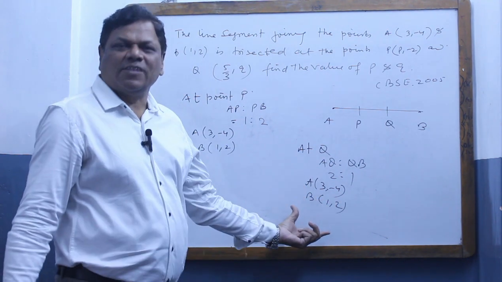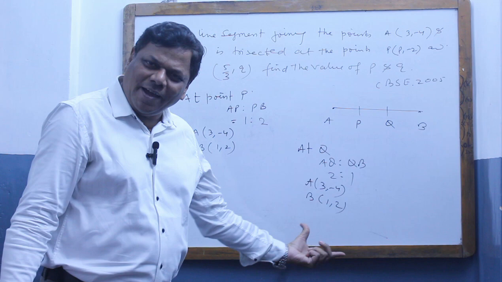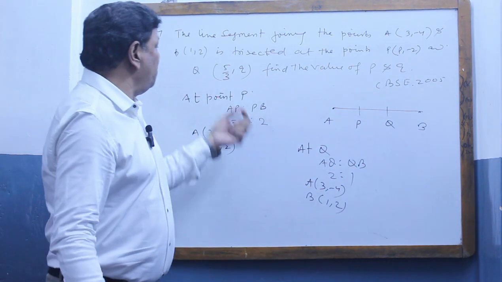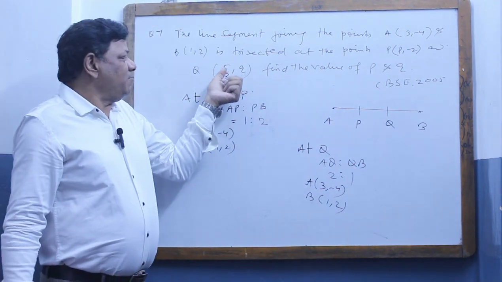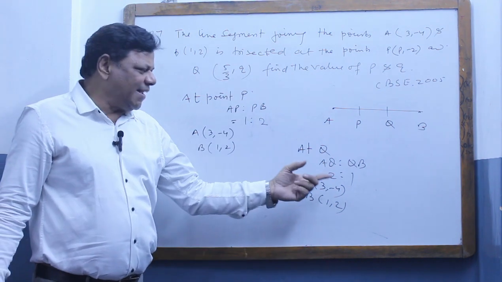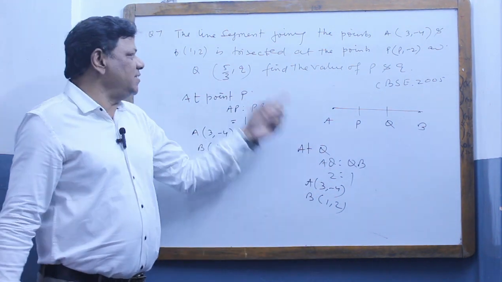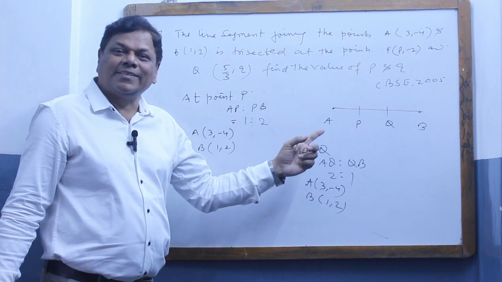Again apply the same section formula. You will get some values. That value you have to compare with this. The first one, 5 by 3, will come, and the second one something different will come, that is equal to Q. Then you will get the value of Q.